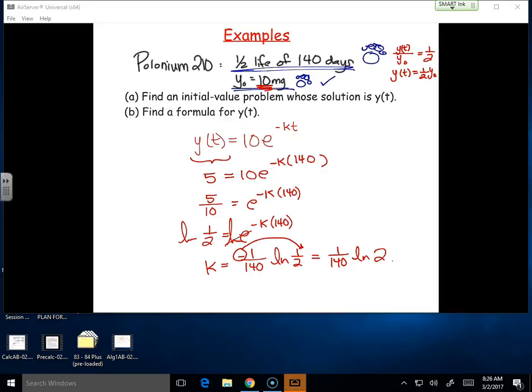Technically, guys, both of them are right. You could use either one. The 1 over 140 ln of 2 just is a little bit easier to put into your calculator. If you bring the negative 1 up as a power, remember you take the reciprocal of whatever quantity you have. But both of them are just as equally right. It's up to you.